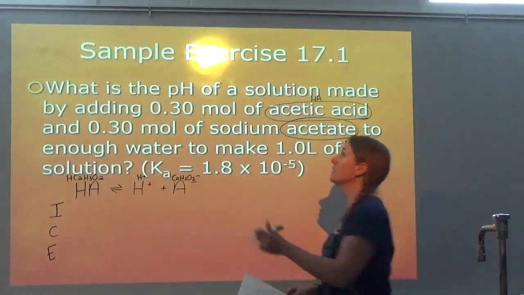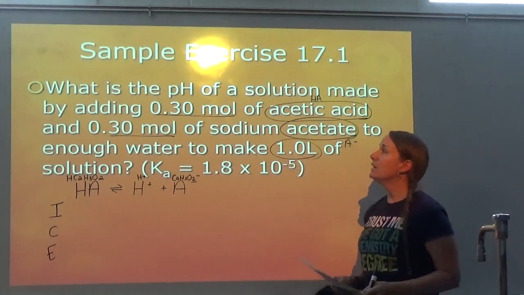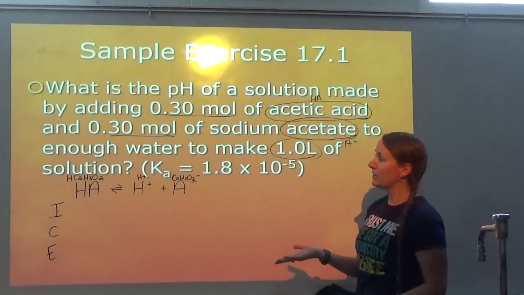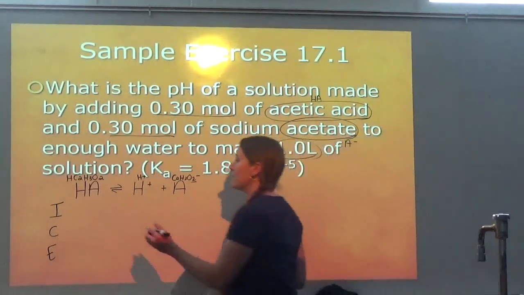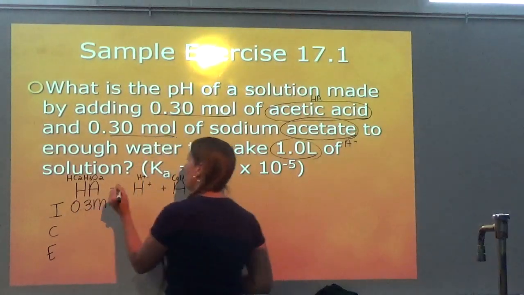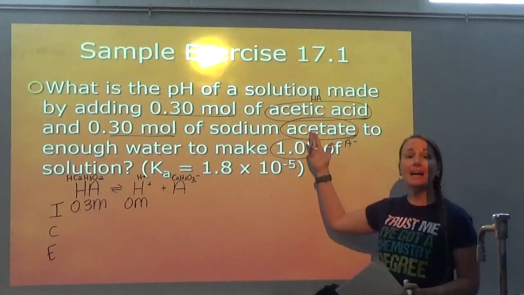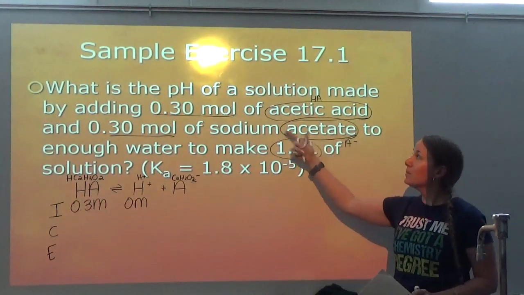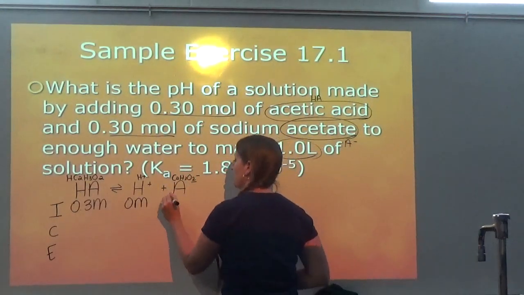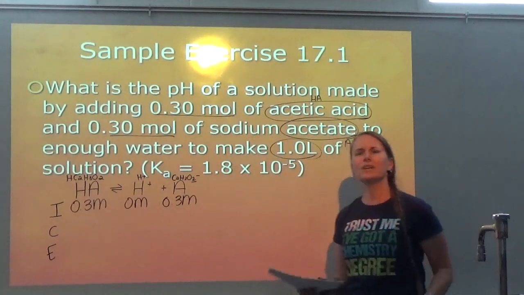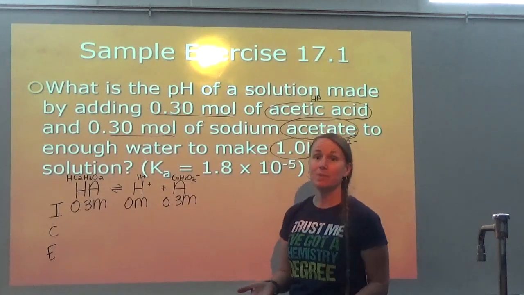Now the thing is, it gave me moles and not molarity. But it told me I have 1 liter solution, so if I divide both of those by 1, I get molarity. In this case, I'm starting with acetic acid, 0.3 molar to be exact. It didn't say anything about starting with H plus. But here's a new thing: I'm starting with some acetate. The acetate will already be in the solution because of the sodium acetate. It is also 0.3 molar. I think we did one other one in chapter 16 where we actually started with something on the product side.